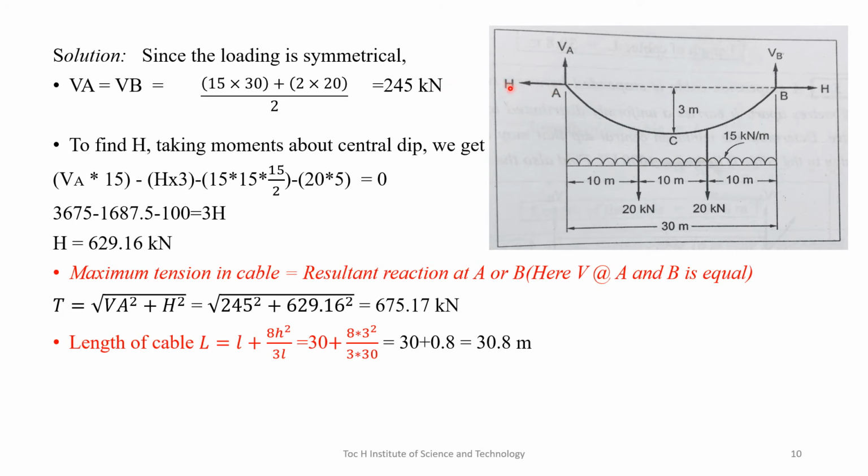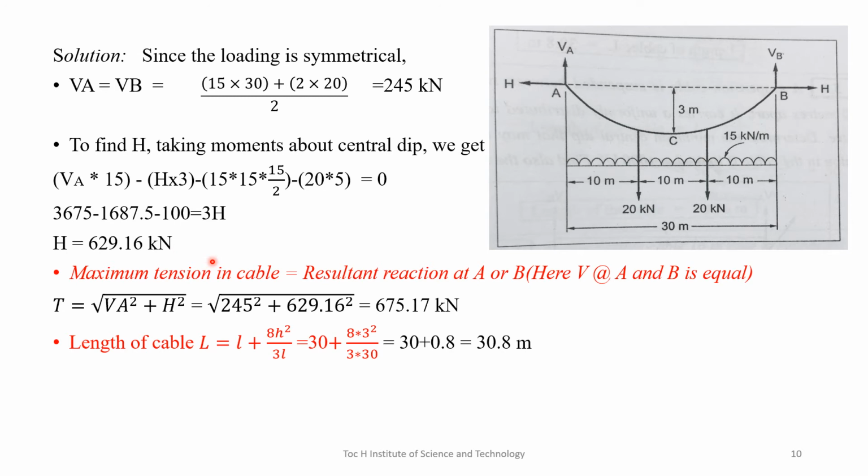To find out the value of thrust, we can consider moment at the central part is equal to 0. So Va into 15, that means this reaction Va into 15 minus 20 into 5, and that minus 15 into 15 into 15 divided by 2. Here the intensity of load is 15 and the length up to the center is 15. That moment is equal to 0, which implies the thrust is equal to 629.16 kilonewton.